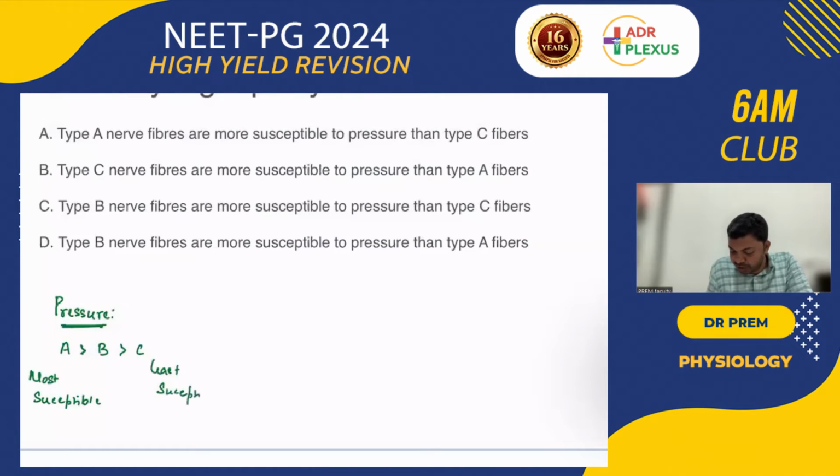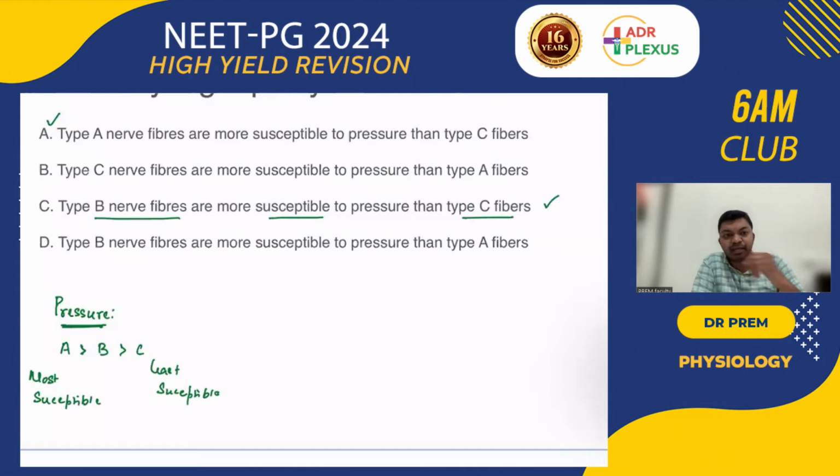A is more and C is least susceptible, and hence, type A fibers are more susceptible to pressure than type C fibers is the right answer. Of course, type B fibers are also more susceptible to pressure. This also seems to be the right answer, isn't it? If you have two right answers given, which one will you pick? Will you pick A or C?